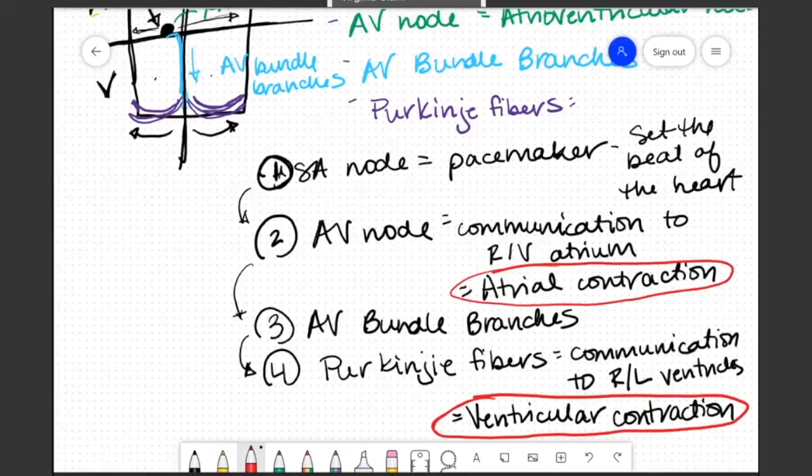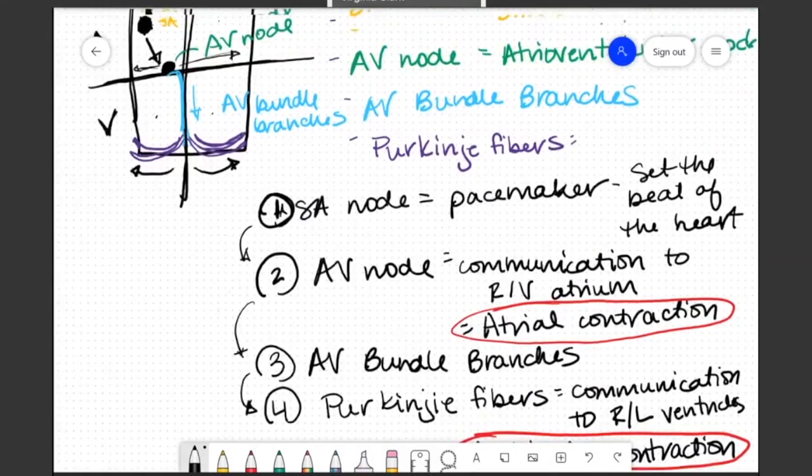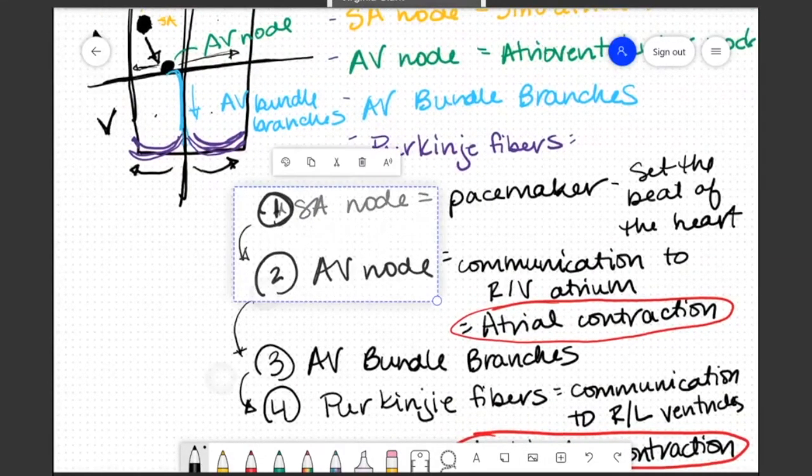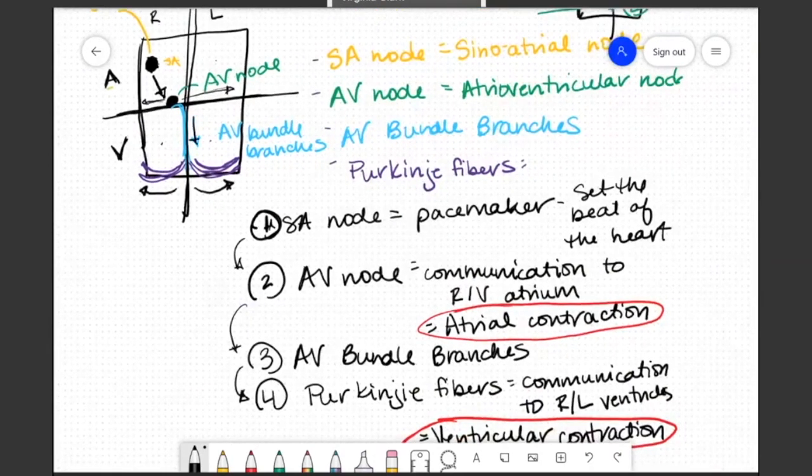So this happens because communication starts at the SA node. It sets the pacemaker, sets the beat of the heart. It communicates to the AV node. The AV node sends its little branches out to the atriums to tell them to contract. And then it also sends communication down through your bundle branches, your AV bundle branches. That gets sent out to your Purkinje fibers, and then you are going to have contraction of your ventricles. So it is a two-step process, starting with first your atrium, and then your ventricles. So that's the pacemaker of the heart.